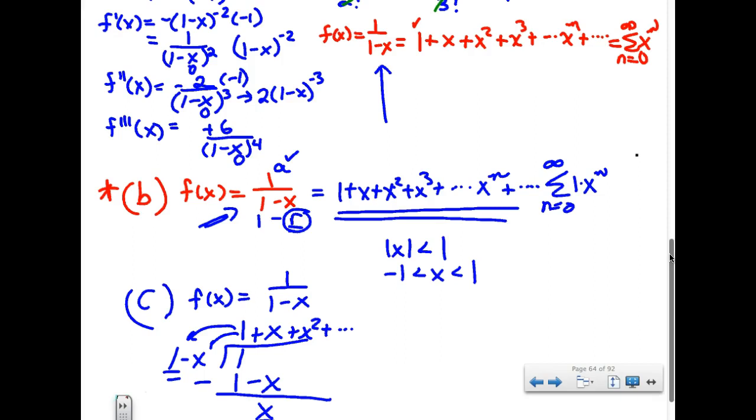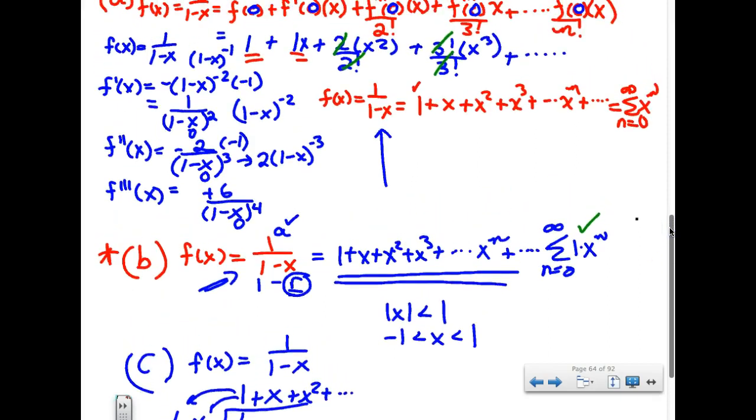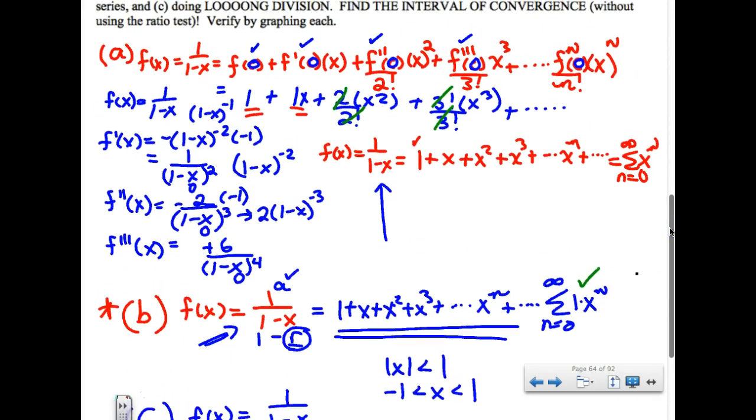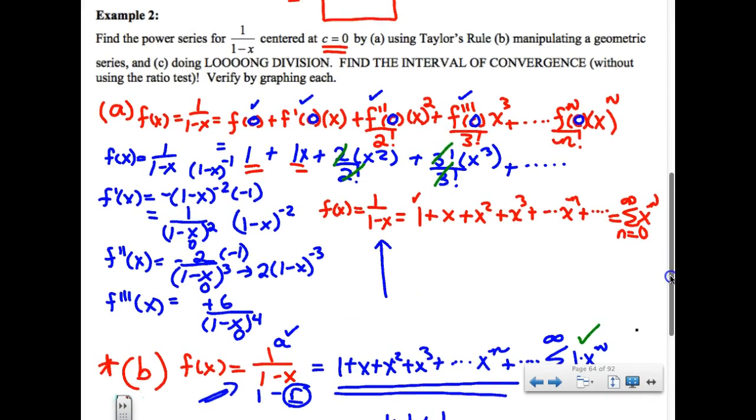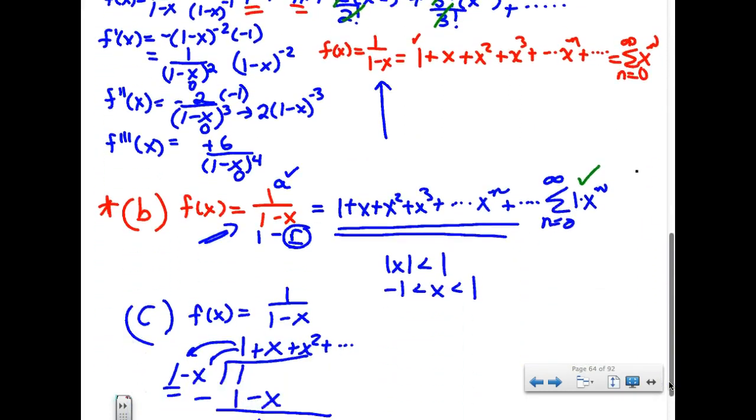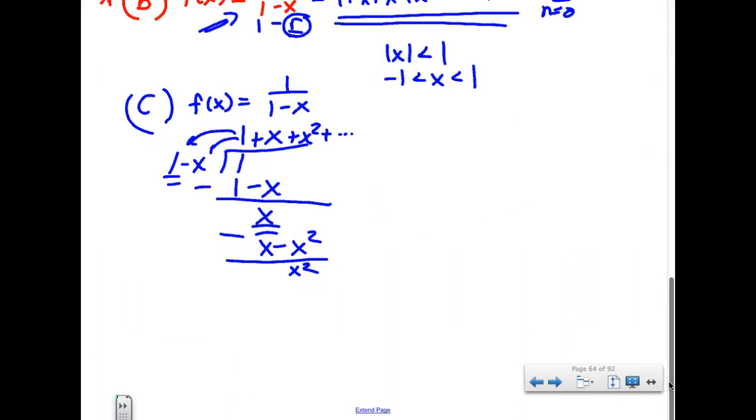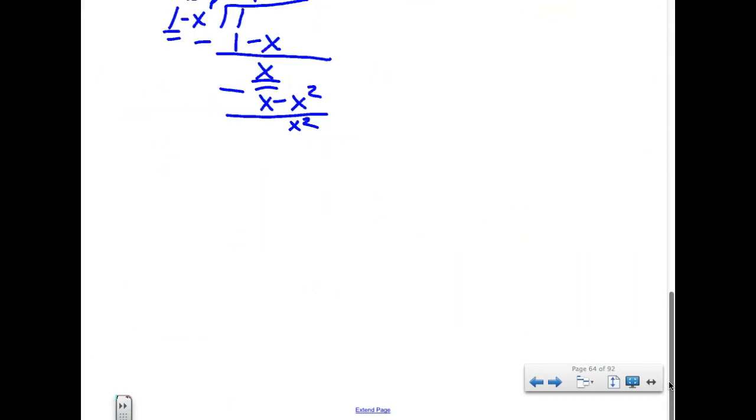If we did run our ratio test on this, we would get divergence at 1 and at negative 1. You can go check it, but you're going to get an oscillation and an nth term divergence. Anyway, I want to graph this so you can understand what's going on. So I'm going to go down here and put a graph of this up. Let's see what we've got here.